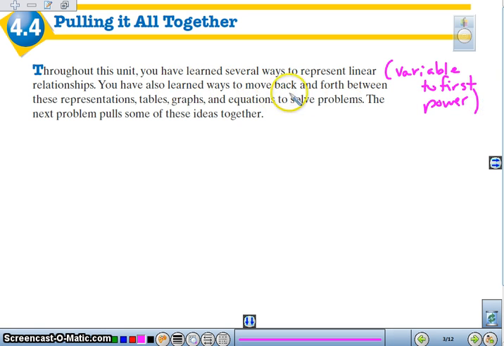You've learned ways to move back and forth between these representations, between a table, between a graph, and an equation. Next unit, we're going to do even more of this, but we're going to be getting ready for our test, which will be next week.